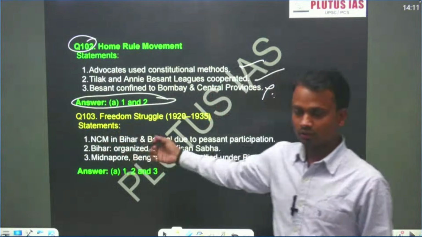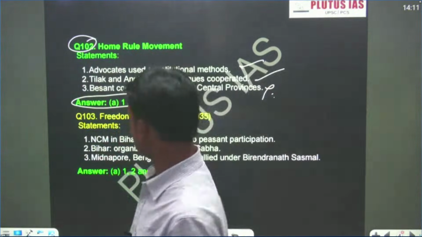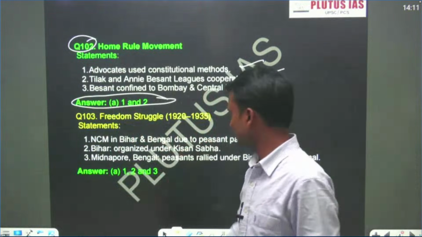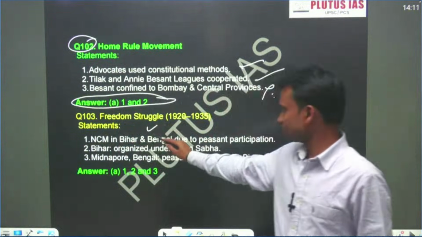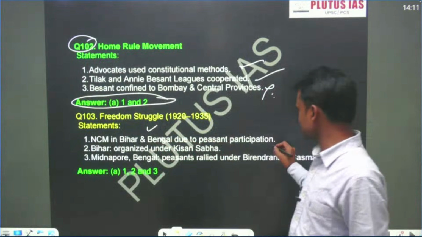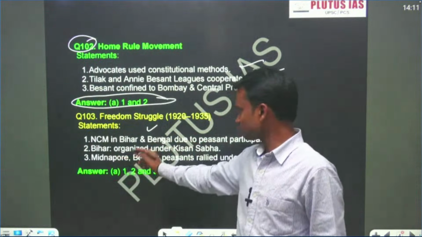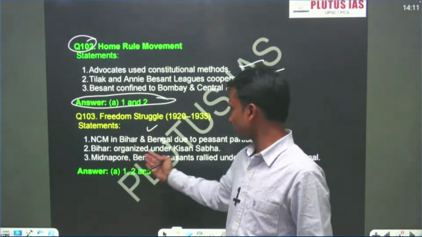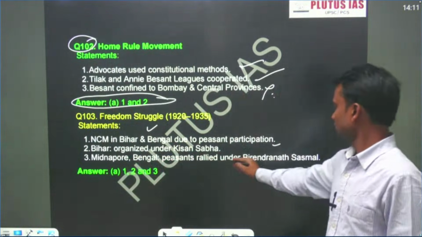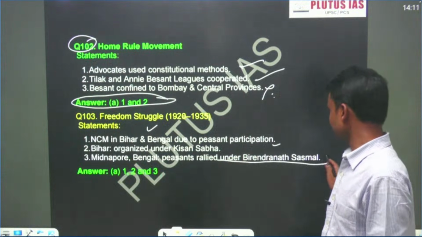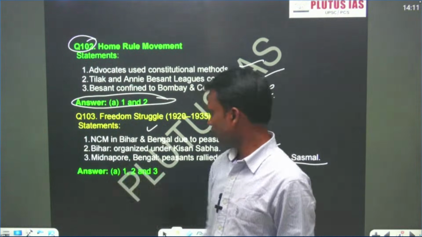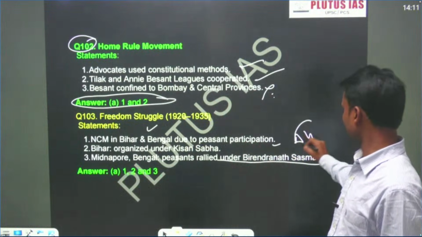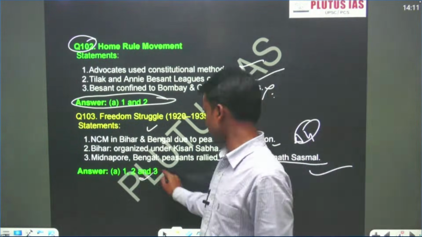Now, as per EPFO question 103, freedom struggle 1920 to 1935. The statements were: NCM in Bihar, Bengal due to the peasants' participation; Bihar organized under Kisan Sabha; and third, Midnapore, Bengal, peasants rallied under Birendranath Sasmal. The answer was 1, 2, and 3. All were correct. So the answer is A.